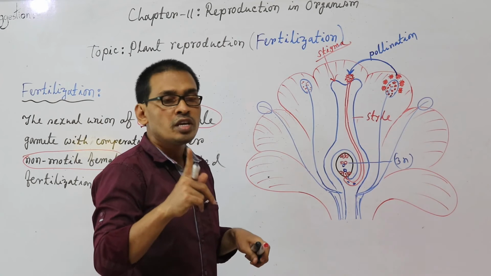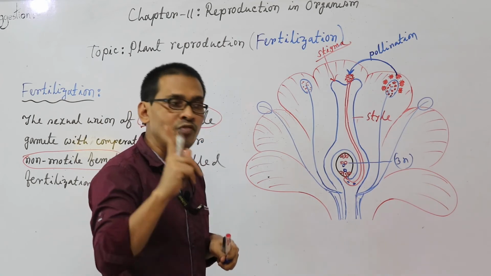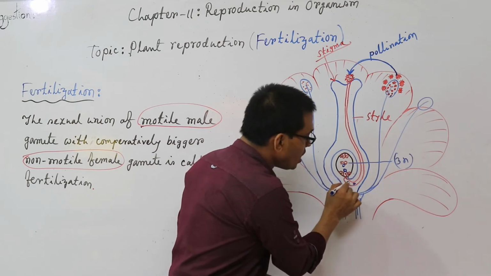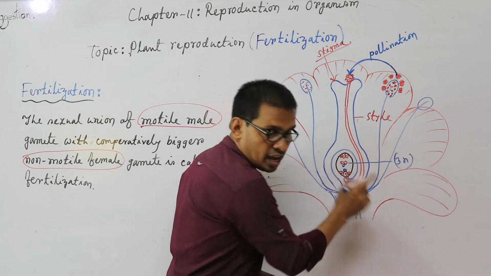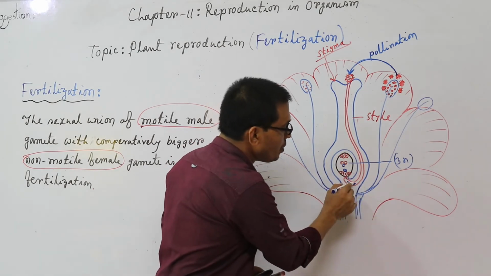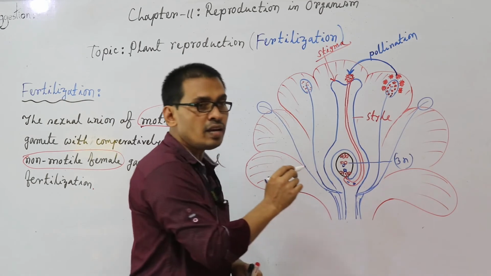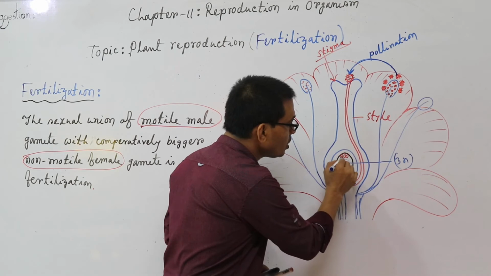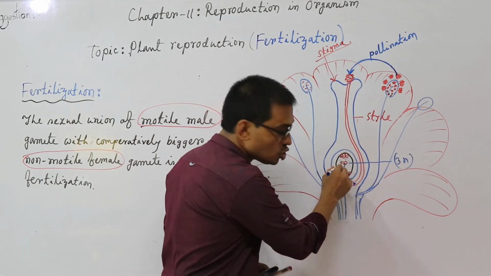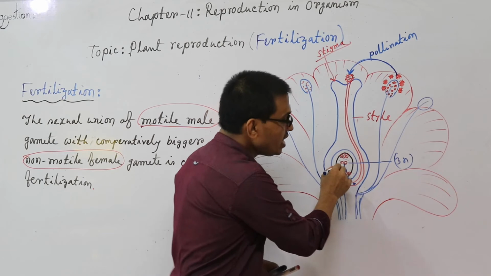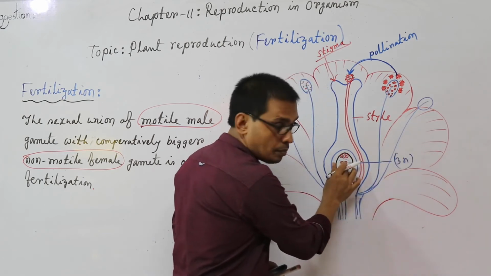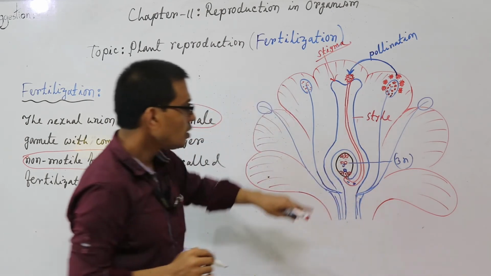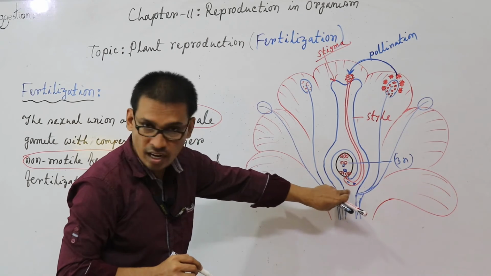Double fertilization is the most important characteristic of flowering plants. Again, when the pollen tube reaches the micropyle, one male gamete fuses with the egg and forms the zygote, and another male gamete fuses with the secondary nuclei and forms triploid endosperm. It is also called triple fusion. Why triple fusion? Three cells, 3N, fused together. It is known as triple fusion. This is all about fertilization.